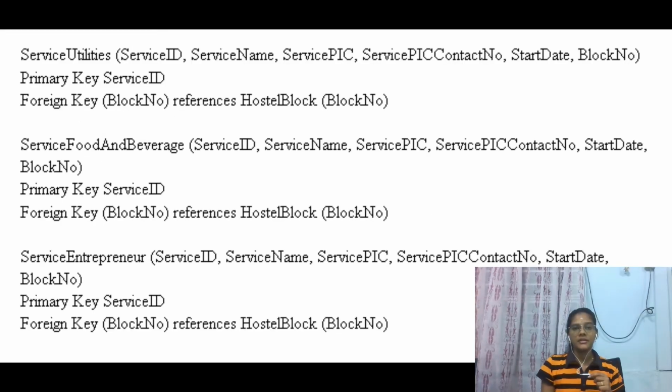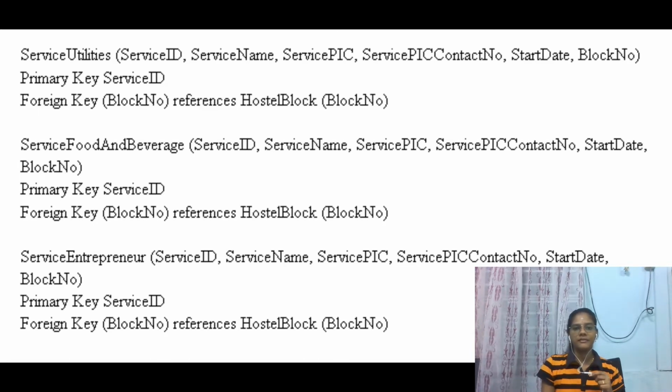For the services, the utilities, food and beverage, and entrepreneur tables are combined as service utilities, service food and beverage, and service entrepreneur, as it is a mandatory OR table as shown in the ERD diagram. For service utilities, there are service ID, service name, service PIC contact number, start date, and block number. The primary key is the service ID, and the foreign key is the block number, references hostel block number.